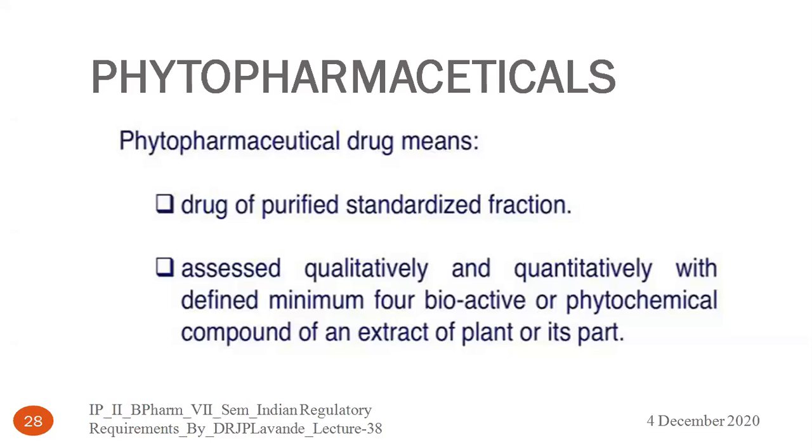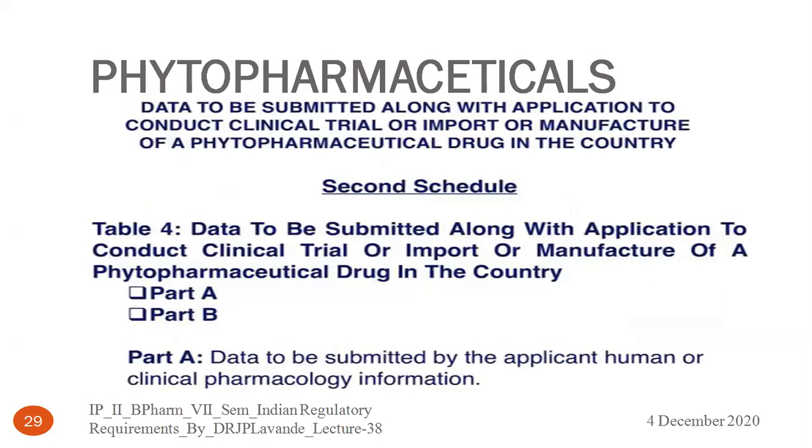So phytopharmaceuticals: what are phytopharmaceutical drugs, and how are they going to be defined? These are drugs of a purified standardized fraction, and they are assessed qualitatively and quantitatively with a defined minimum of 4 bioactive or phytochemical compounds of an extract of a plant or its part. That means there is a need to have at least 4 bioactive compounds. Then that particular product is said to be a phytopharmaceutical. So this is the definition which is given.